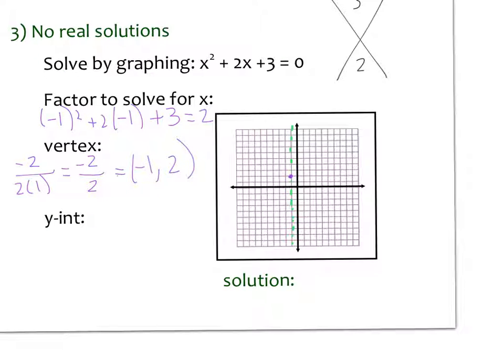So on my graph, I plotted the vertex at (-1, 2) in purple, and I also in green drew in the axis of symmetry, just because we haven't talked about that in a while, but again, that goes right through the vertex, and will cut the parabola exactly in half.